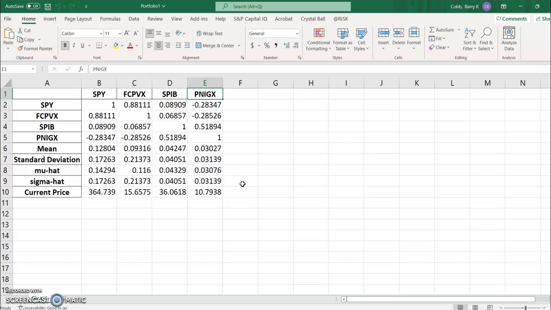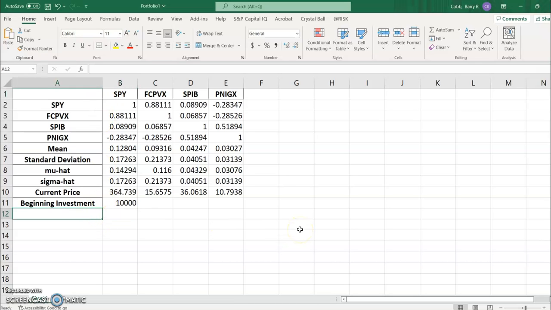Now, the problem that we're going to try to solve here is an investor has $10,000 to invest for 1 year, and they have these four potential investments. So we're going to enter in this worksheet a beginning investment, and we'll enter $10,000.